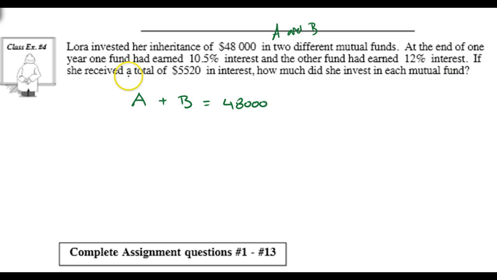At the end of 1 year, one fund earned 10.5%. We have to convert that to a decimal, and that's going to be 0.105. So that's how much she earned on the first fund, and we can just call that A. However much money she invested in fund A, this is how much she earned in interest. For example, if she invested $10,000 in fund A and earned 10.5%, she would have earned $1,050 in interest. How much did she earn in the second fund? 12%. So 0.12 of the total amount of Fund B.